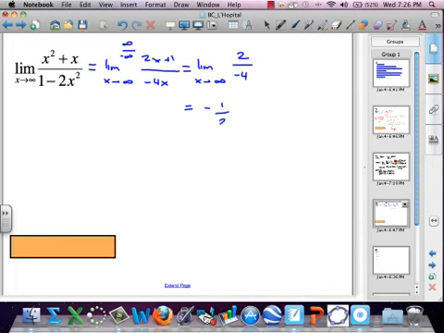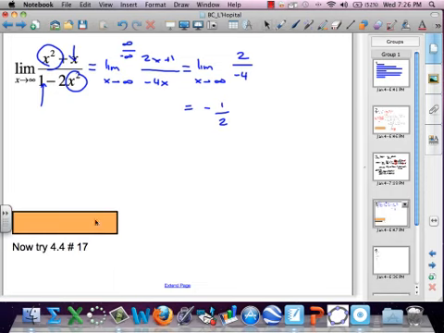And you might recognize that's the answer we would have gotten, because we would have factored an x squared out of the numerator and an x squared out of the denominator. These two terms would have basically become zeros here, this one and this one, and you would have been left with a 1 in the numerator and a negative 2 in the denominator. So we can use L'Hopital's rule in this scenario as well. When you're ready, try 4.4, number 17, pause, and then come on back.